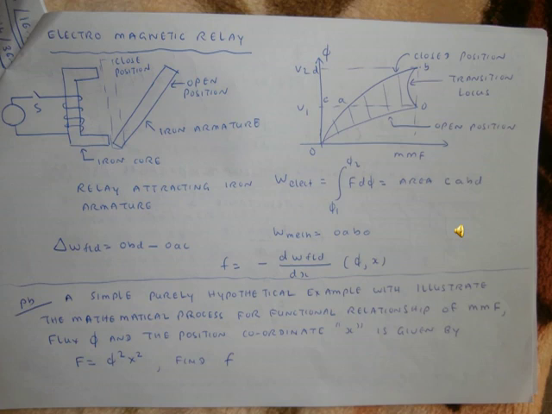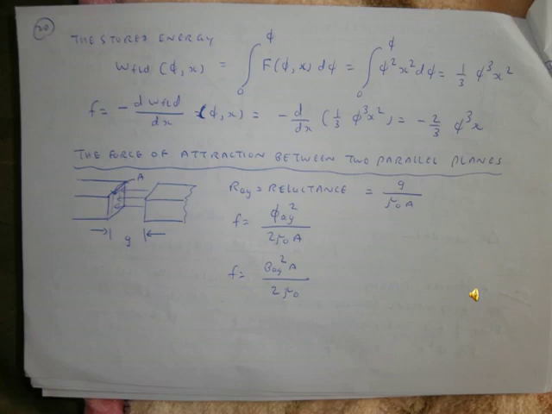The stored energy W_f(λ, x) equals the integration from 0 to λ of f dλ. So that will be integration 0 to λ of λ squared x squared dλ, so you get one third λ to the power 3 times x squared. Then the force f is equal to minus dW_f divided by dx. So that will be minus d by dx of one third λ cubed x squared, so you get minus two thirds λ cubed x.